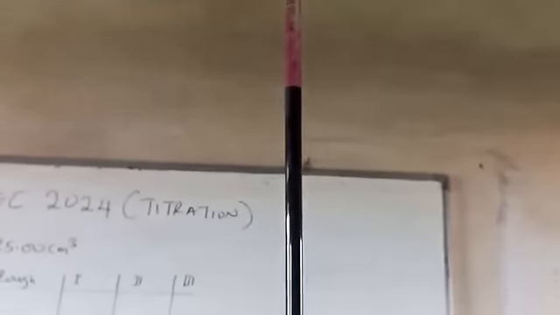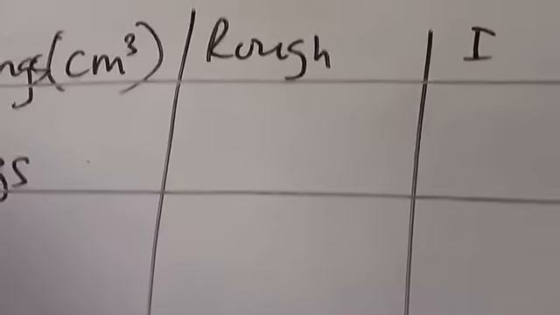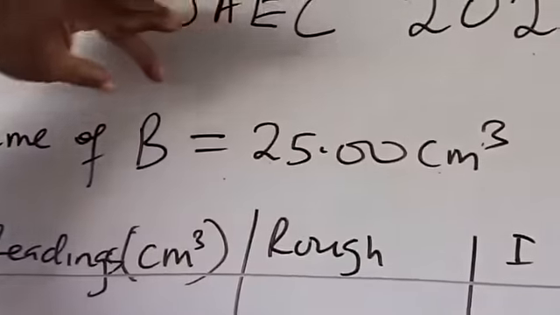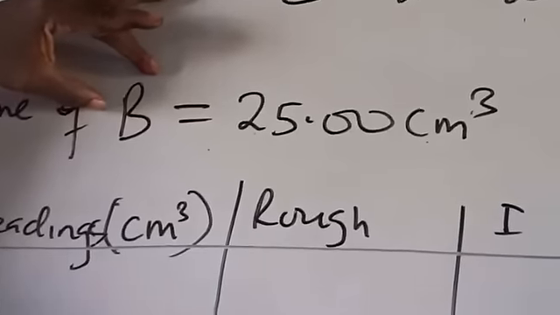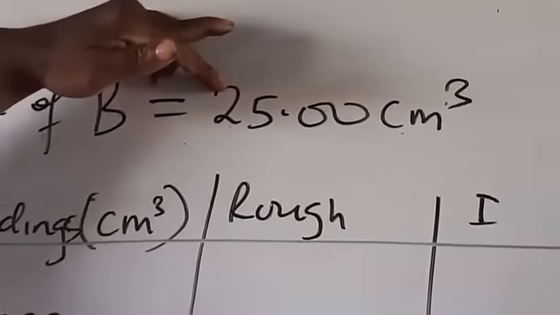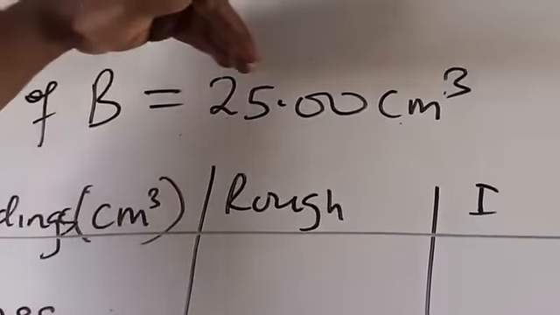So we'll go to the board and report our work. The board will have the format to report our work. The volume of B is 25.00. That B is the iron 2 sulfate solution. You don't add the volume of the acid to it. You don't add the 10 cm cube to it. The B measured is 25.00 cm cube.